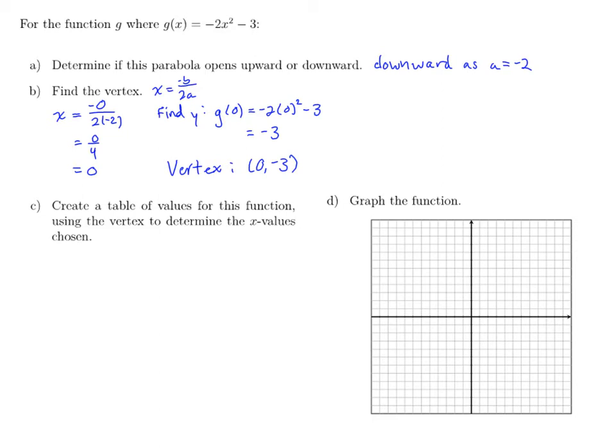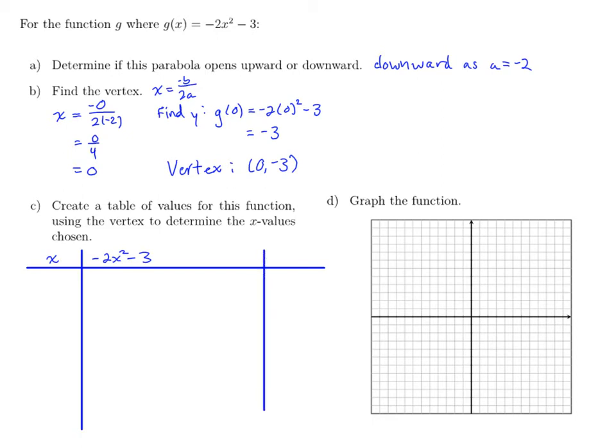Next, we'll create a table of values for this function, and we're going to center it around the vertex, since in this case that'll be our highest point, so we want points around there. So creating a table, create a table with x values and y values. And I'm also going to list the points in this table, just so that when I go to graph it, I already have that organized. So x values, and then negative 2x squared minus 3, those are the outputs. And then I will put ordered pairs also in my table. So I'll have x, y pairs from those inputs and outputs.